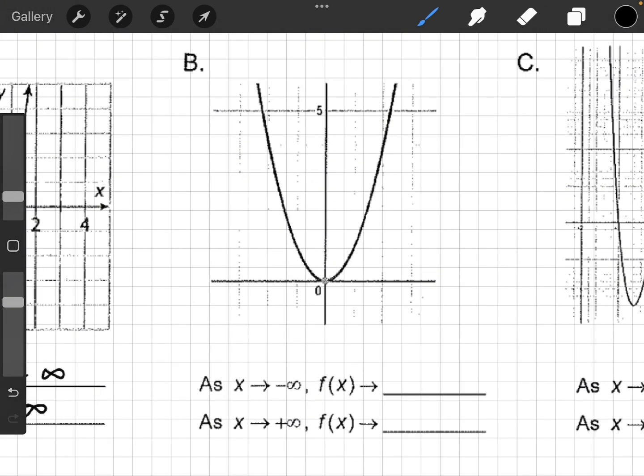As x moves towards negative infinity, this way, f of x moves towards positive infinity, because as it moves this way, it's going up. As x moves towards positive infinity, this way, f of x moves up. So both of these move in a positive direction. We see here that it's opening upwards.